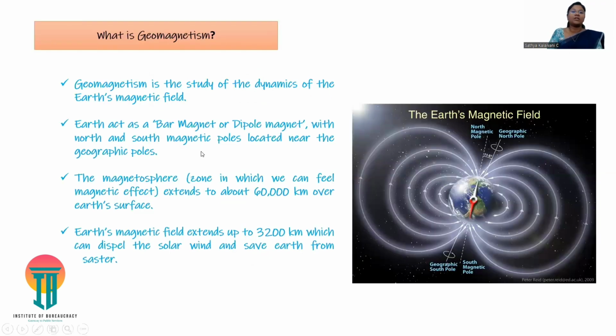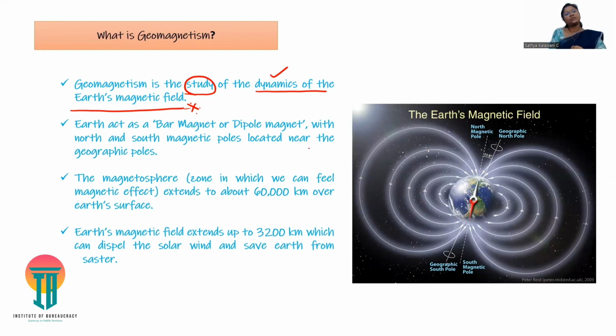First, what we are going to see is what is geomagnetism. Geomagnetism, how we define it, is a study. A study of what? It will study the dynamics of Earth's magnetic field. Geomagnetism studies the dynamics of the Earth's magnetic field. What does dynamics mean? The Earth's magnetic field is subjected to changes or variations.